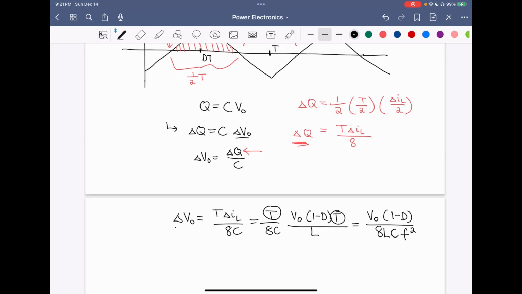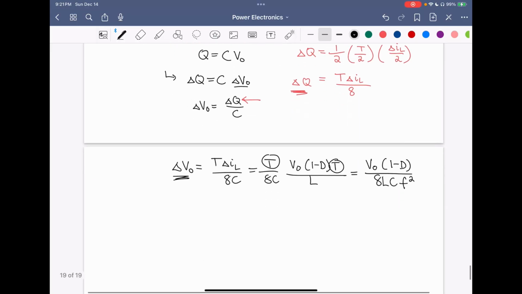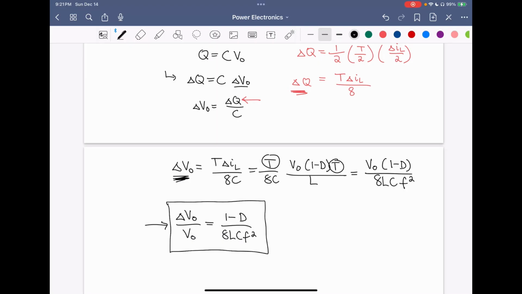So delta VO, once again, is the peak-to-peak output voltage ripple. And we often want to express the output voltage ripple as a fraction of the total DC output voltage. So this figure of merit is equal to 1 minus D over 8 LC F squared. And this is an important expression for our buck converter.